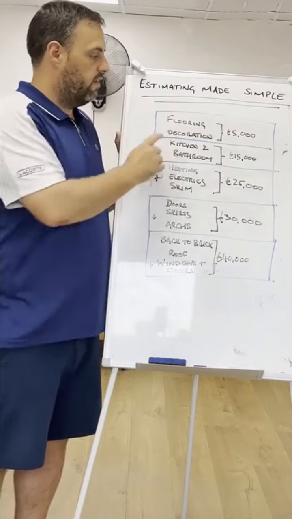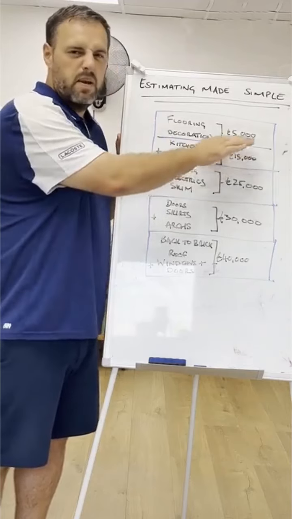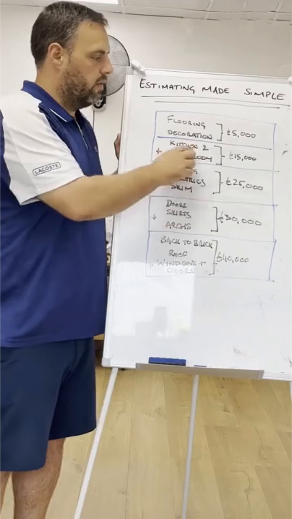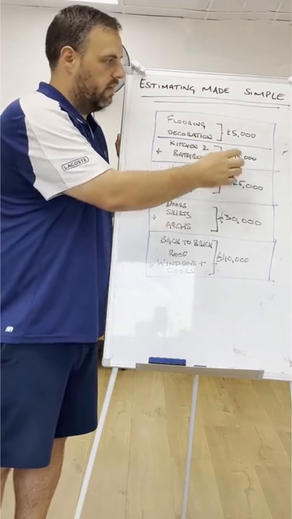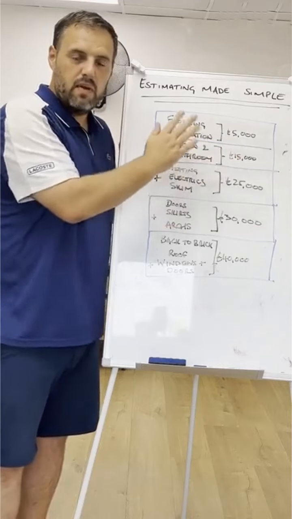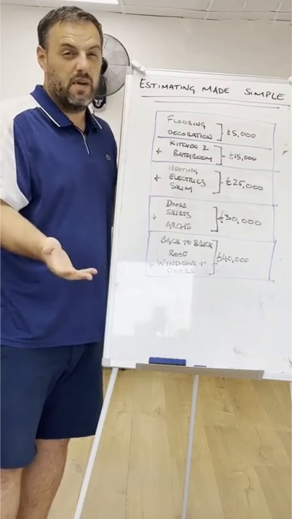Okay, so the next thing, if we need flooring and decoration, it's £5,000. So if we need flooring, decoration, and a new kitchen and a bathroom, so we're moving a bit more into the moderate amount of refurbishment that needs doing, you're looking at £15,000. So £5,000 plus 10 for the kitchen and bathroom. And again, this may be a little bit heavy, but that's only if you're going in at like really basic spec.